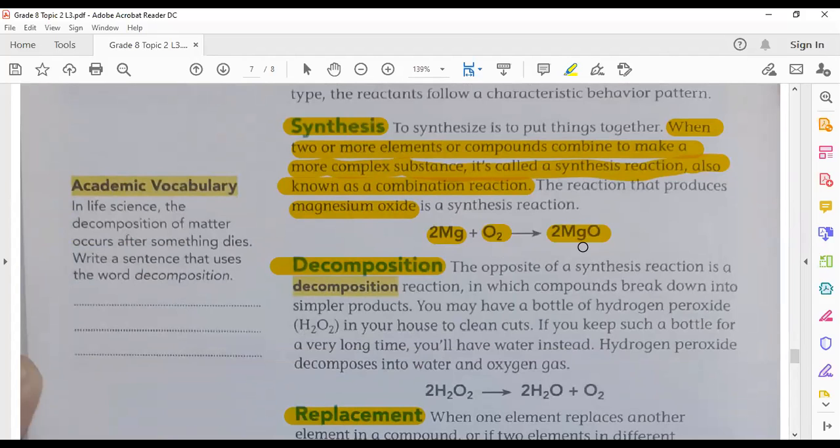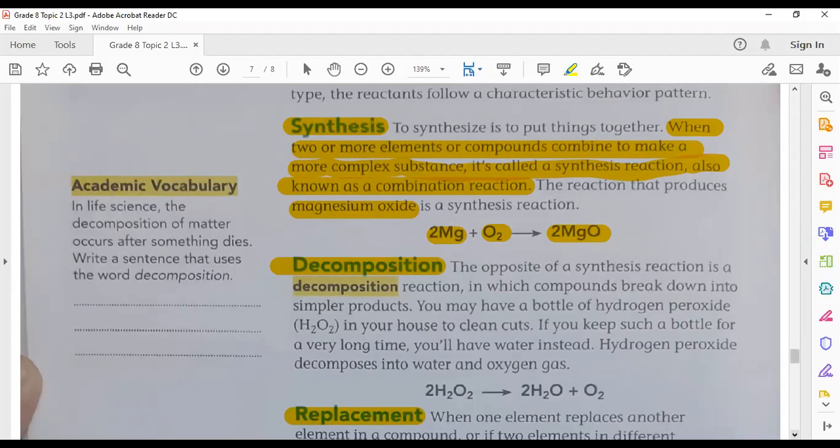No, it's not. Yes, it is balanced, because this coefficient 2 means 2 Mg and 2 O. This number 2 is not only for magnesium, it's 2 for all, because they are together. There is no plus between them. And this is 2, so we have 2 oxygens. Here we have 2 magnesium, and we have 2 magnesium. So it is balanced.